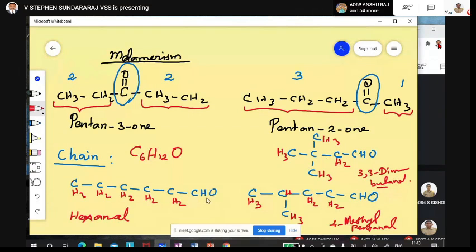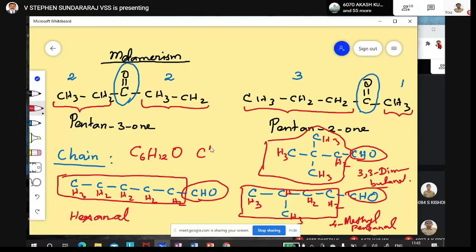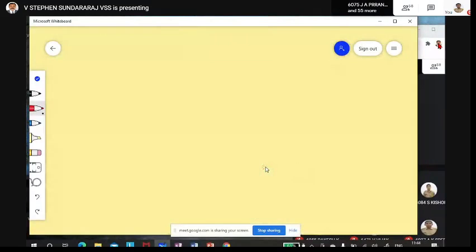The functional group is also the same, so they cannot be functional isomers. What is different? One is a straight carbon chain, another is a carbon chain with one branch, another is a carbon chain with two branches. The carbon chain is different, therefore it comes under chain isomerism. The hydrocarbon chain, the alkyl group chain, is different. Therefore, it is chain isomerism. Write down this example, and you will be able to write any examples of this kind.